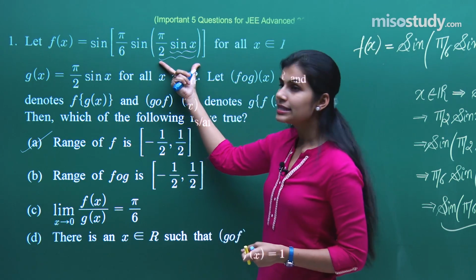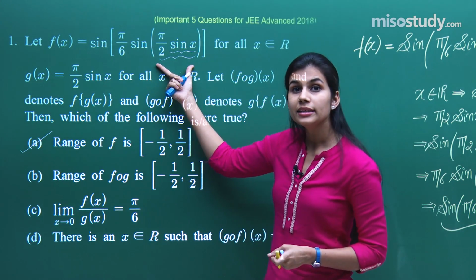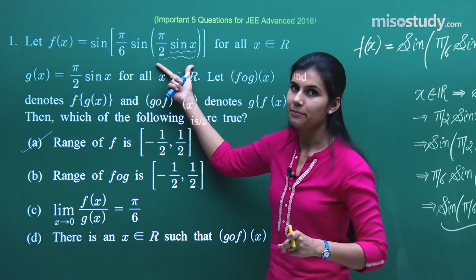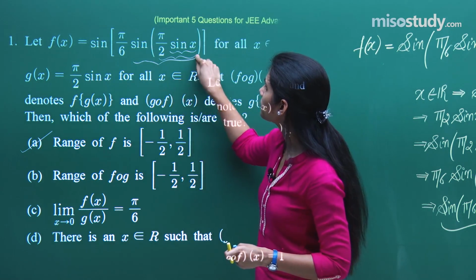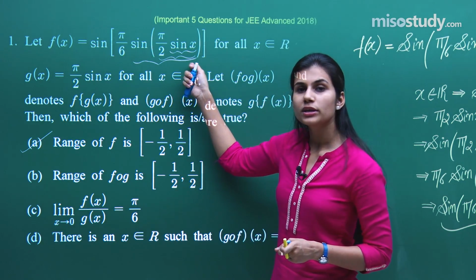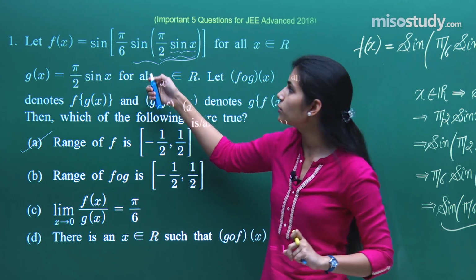Now if this argument is in the closed interval minus pi by 2 to pi by 2, sine of this argument will be in sine of minus pi by 2 to sine of pi by 2, which is again the closed interval minus 1 to 1. So if this argument is now in the closed interval minus 1 to 1, pi by 6 of it will be in the closed interval minus pi by 6 to pi by 6.